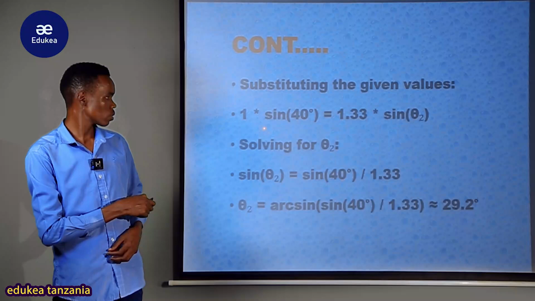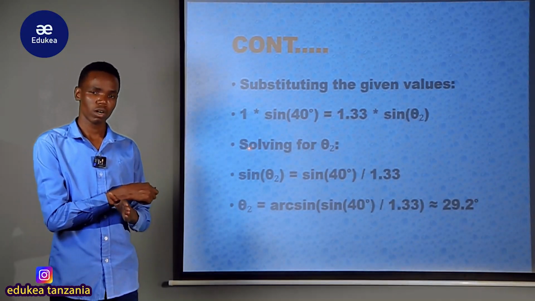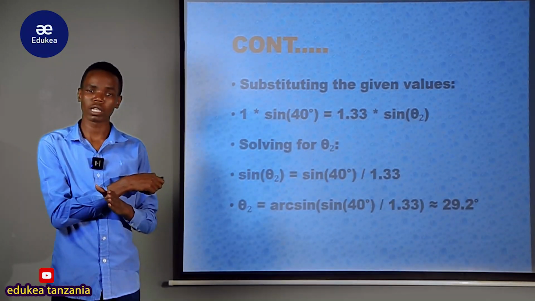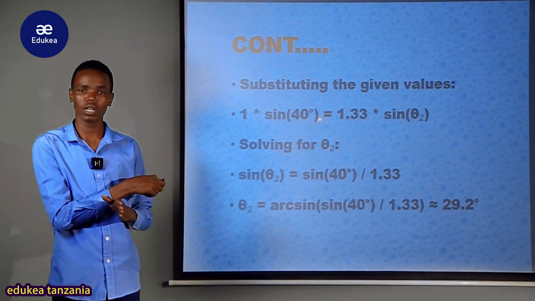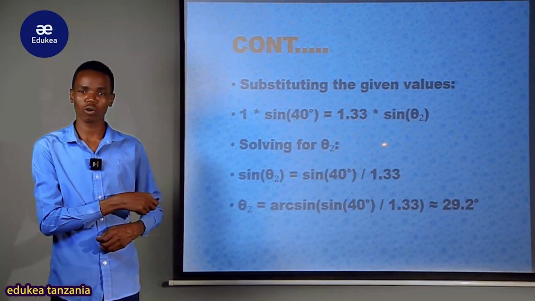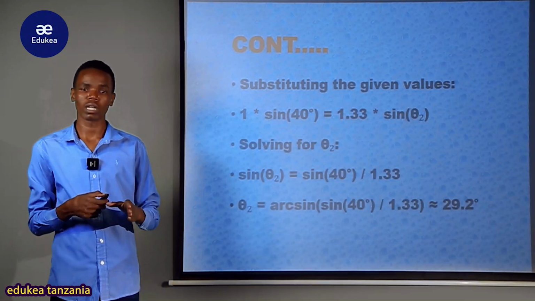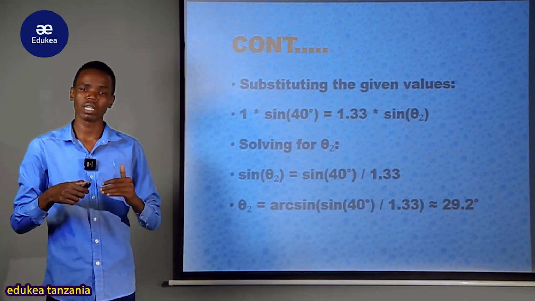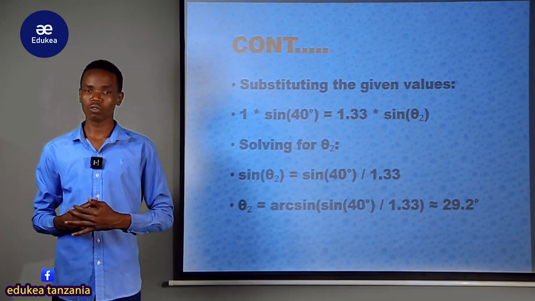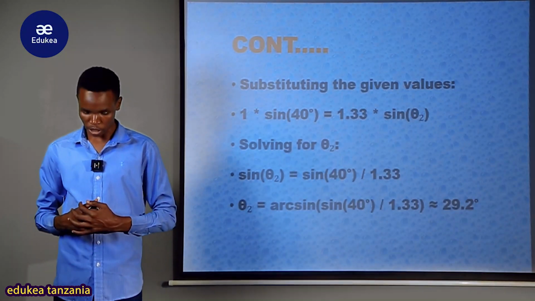As you see here, my dear student, the refractive index of air is approximately 1, so we substitute 1 times sine theta 1, where theta 1 is the angle of incidence equal to 40 degrees. Finally, we have the refractive index of water, 1.33, times sine theta 2, where theta 2 is the angle of refraction. After that, we solve for theta 2, the angle of refraction.